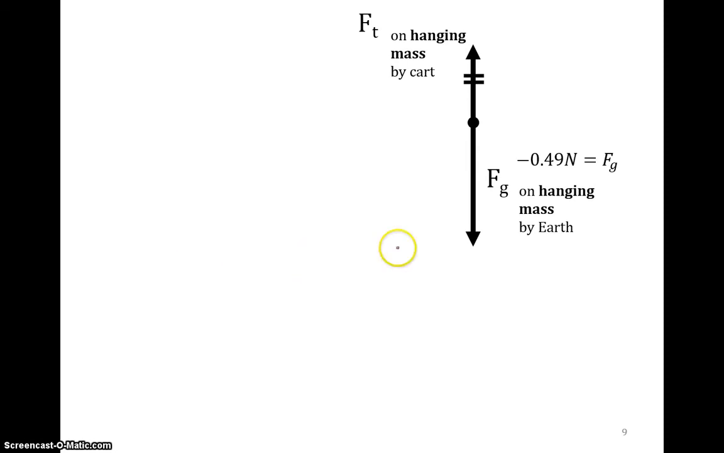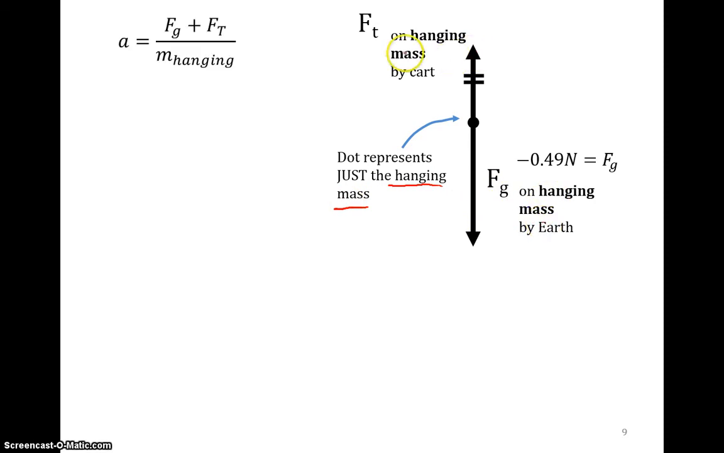Again, we're going to do it twice. First, we're going to do the force of tension on the hanging mass. So this dot here represents just the hanging mass. This is only the hanging mass here. So the force of gravity on the hanging mass only, and the force of tension on the hanging mass. Use the net force divided by the mass. So net force is force of gravity plus tension.